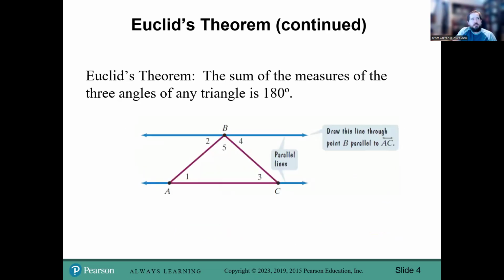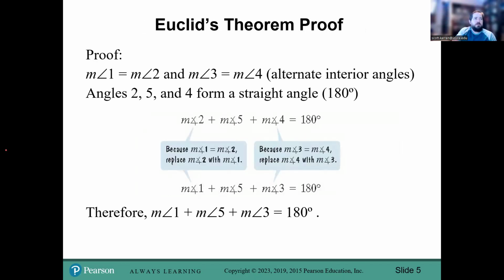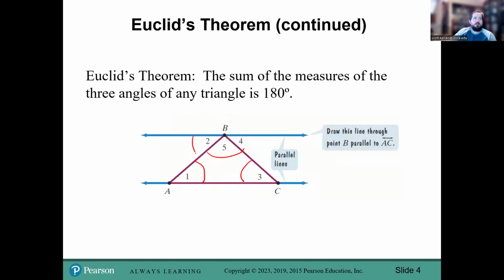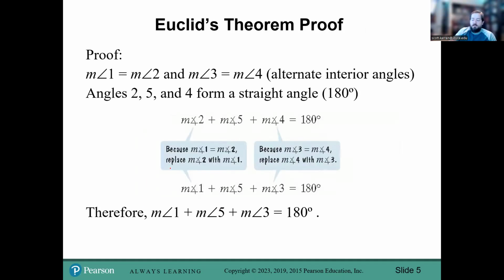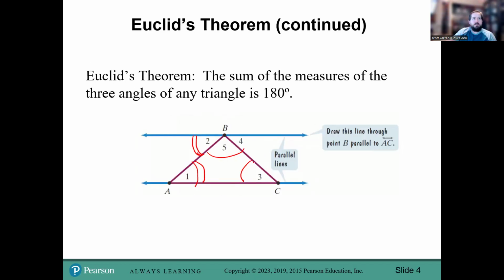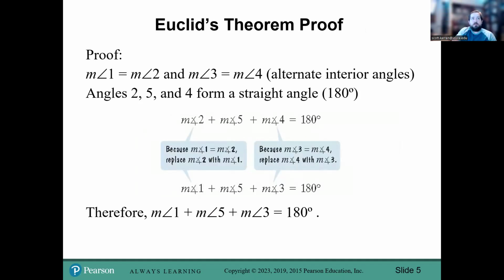Euclid also has in his theorem that the sum of the measures of the three angles inside any triangle is 180 degrees. So in this case, angle 1 plus angle 3 plus angle 5 has to be 180 degrees. And there's a proof here. The proof says angle 1 has to be equal to angle 2, by the interior angles theorem. And 3 and 4 have to be equal for the same reason, because they're alternate interior angles.